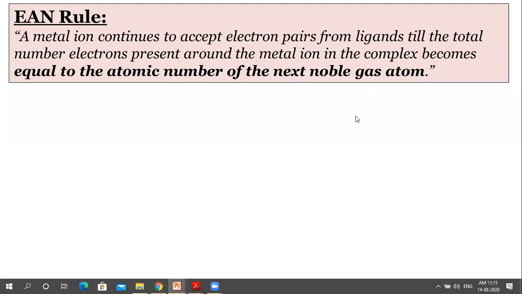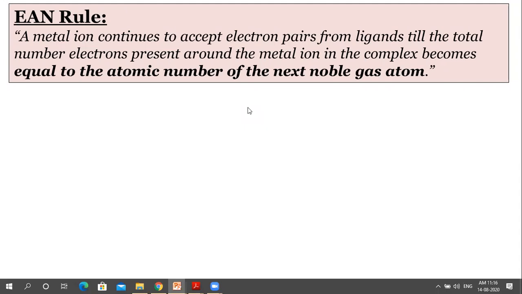I will explain in simple words. Listen. In a complex, there is a central metal atom and the ligands surround it; this is the structure of any coordination compound. So what is the EAN rule? The central metal atom continues to accept electron pairs from the ligands. Till when will it accept electron pairs? Until the total number of electrons is equal to the atomic number of the next noble gas atom.